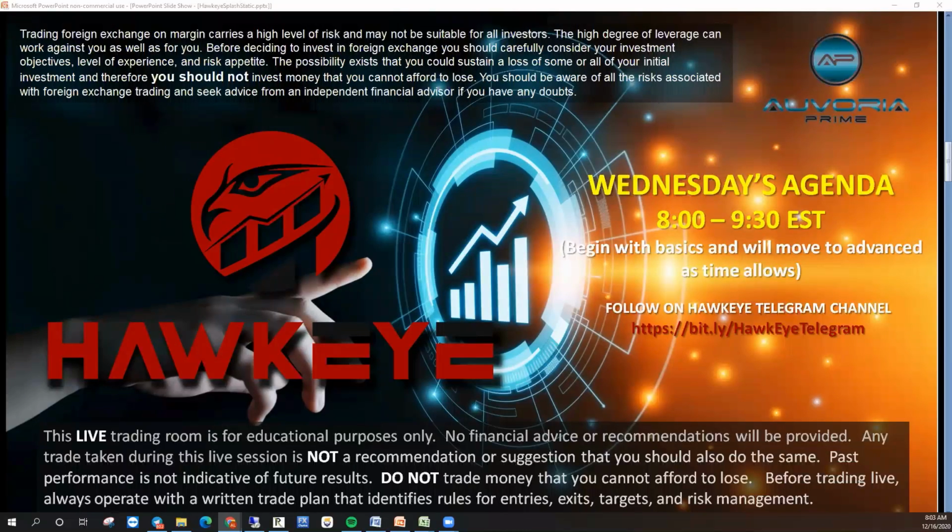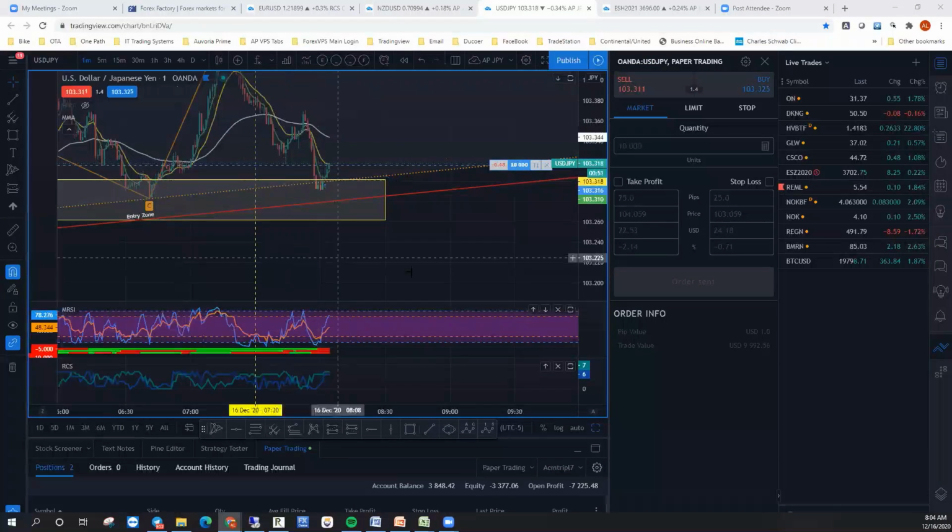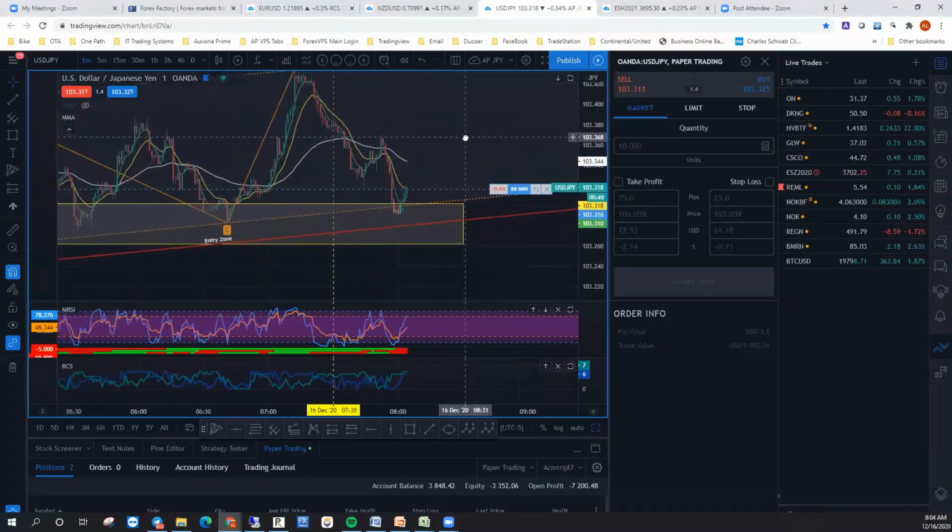And now we have that out of the way. Let's go to the charts. And we will find the Euro US or US yen, is what it is. We had an alert at 7:30. It was an ascending wedge.